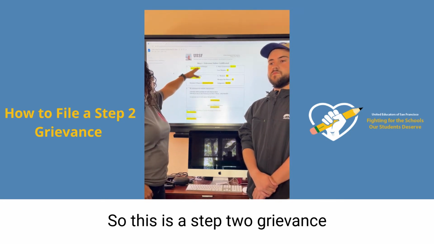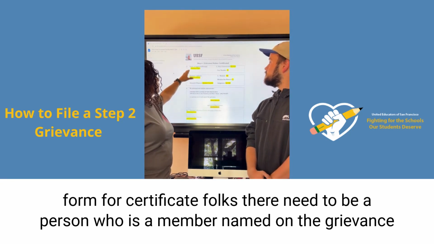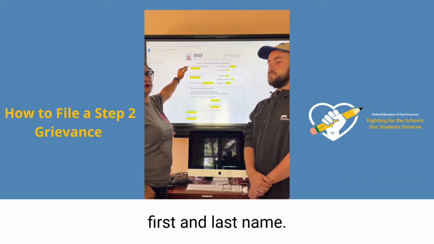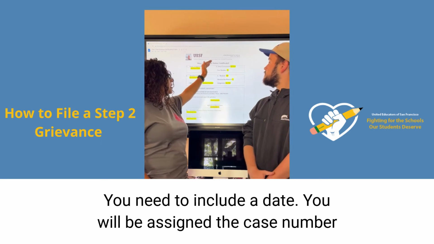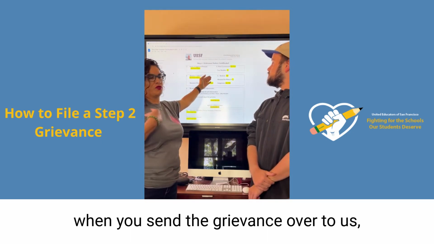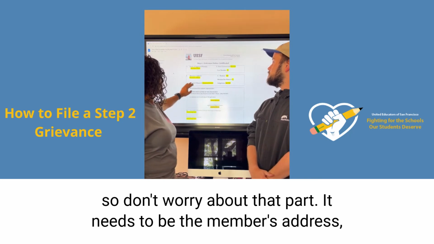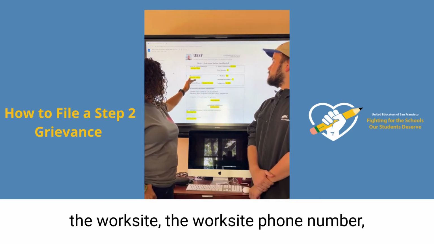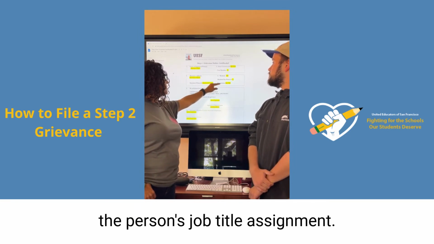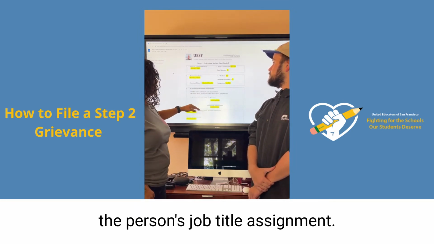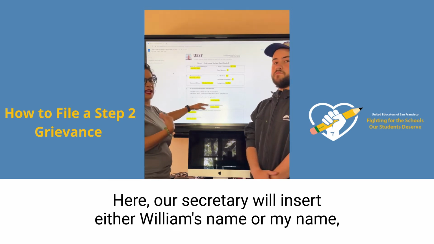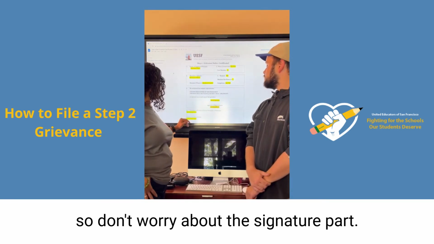So this is a step 2 grievance form for certificated folks. There needs to be a person who is a member named on the grievance, their first and last name. You need to include a date. You will be assigned the case number when you send the grievance over to us, so don't worry about that part. There needs to be the member's address, the work site phone number, and the person's job title and assignment. Here, our secretary will insert either William's name or my name, so don't worry about the signature part.